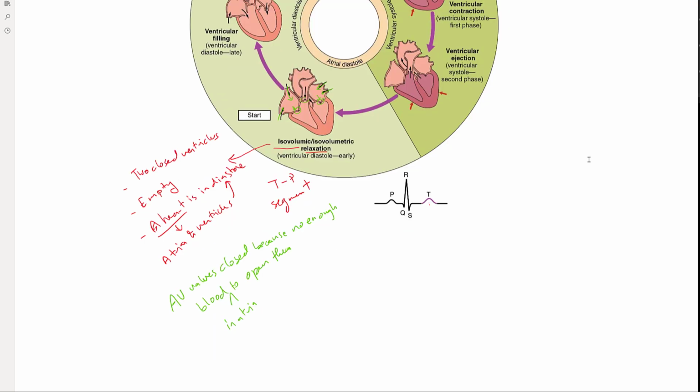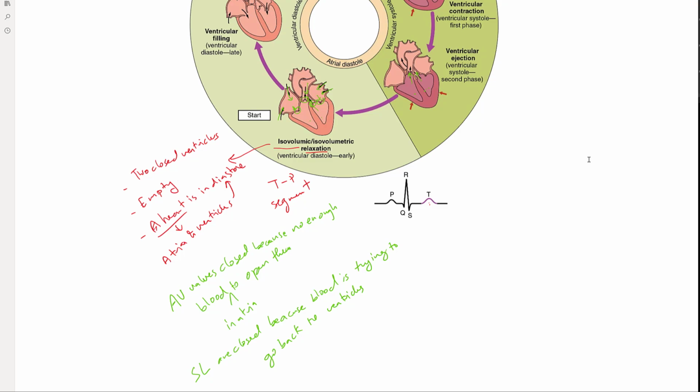What about the semilunar valves? Semilunar valves are closed because blood is trying to go back to the ventricles. Remember when we said that those will open because of the pressure in the ventricles. But when the ventricles relax, the blood will try to go back and it will hit those pockets of the semilunar valves.